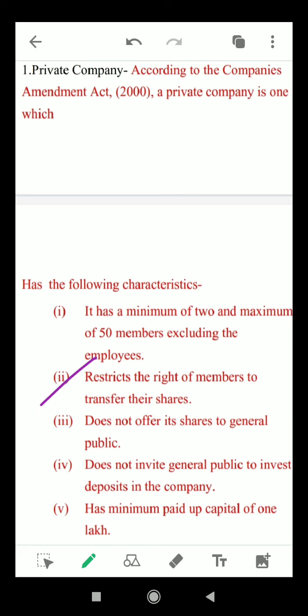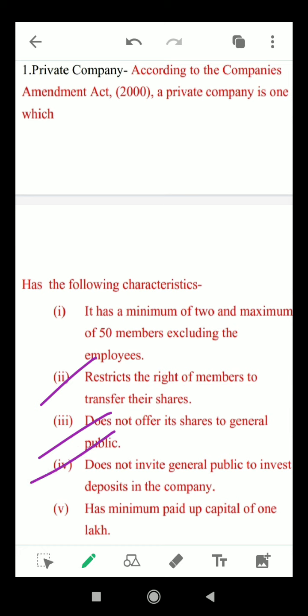Number 2 is restrict the rights of members to transfer their shares. So a private company restricts the right of members to transfer their shares. Number 3 is it doesn't offer its shares to the general public. So it prohibits any invitation to the public to subscribe to its shares and debentures.